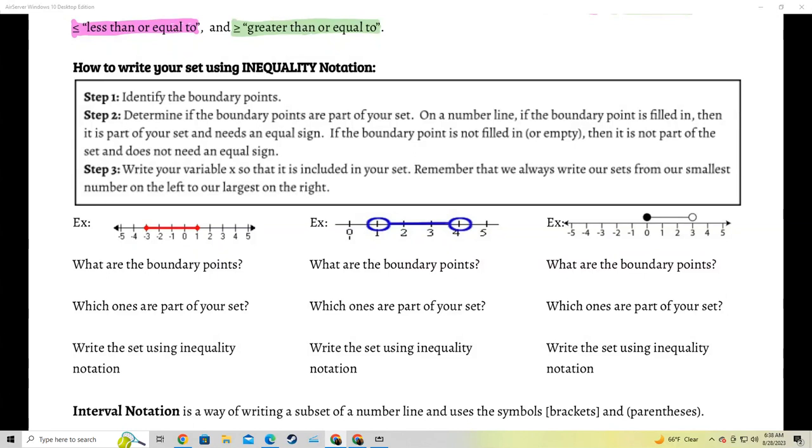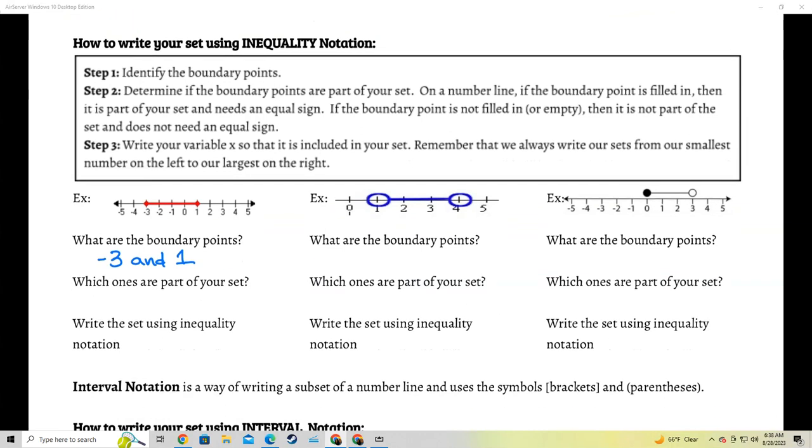So I'm going to go ahead and say that my boundary points are -3 and -1. Sorry, I'm used to writing in blue. -3 and 1. Which ones are part of your sets? So what they're asking is, are they filled in? Are they not filled in? They are both filled in. So they are both part of my set. So I'm going to go ahead and write both of them are, because the circles are filled in. That means I want -3 to be part of my set and I want 1 to be part of my set as well. I want both of those numbers.